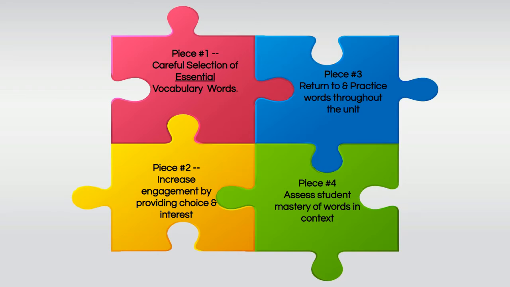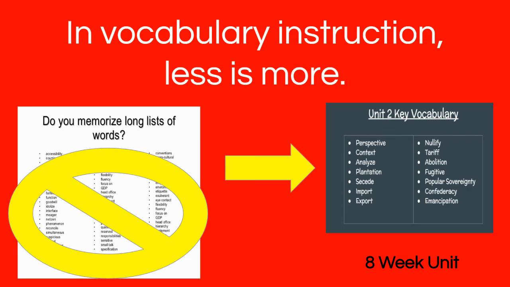Then the third piece is to make sure that we return to and practice those words throughout the unit. And then the fourth piece, when possible, we try to summatively assess student mastery of those words by having them use the words in context. So let's walk through and take a look at what this looks like.